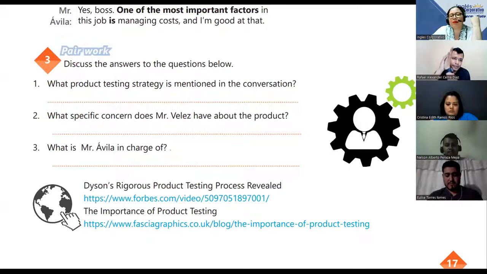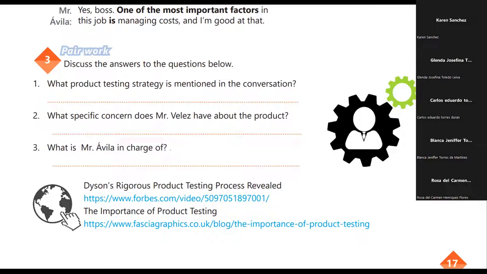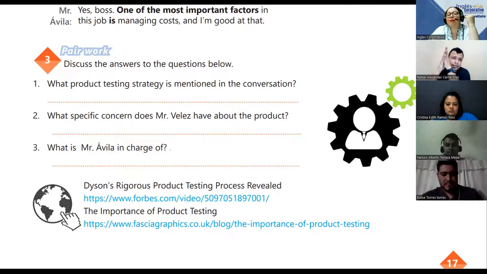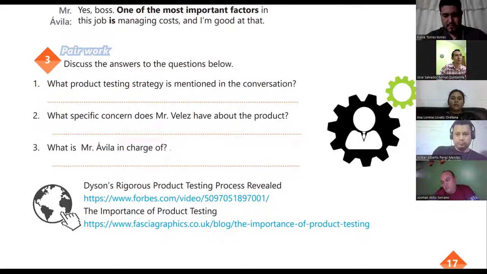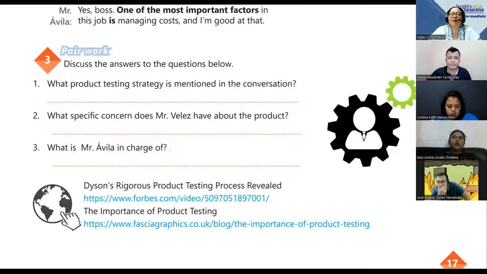He mentioned a monadic test. Yeah, only mentioned that monadic test. Yes, and they say that they don't have money for this test.